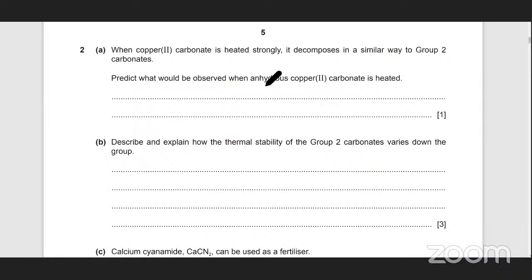The next one is: when copper 2 carbonate is heated strongly, it decomposes in a similar way to group 2 carbonates. Predict what would be observed when anhydrous copper 2 carbonate is heated. Now he's talking about observation. पहले तो ये बताओ क्या बनेगा? What would be formed?